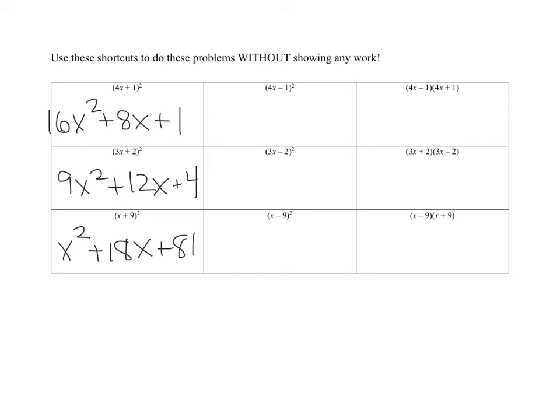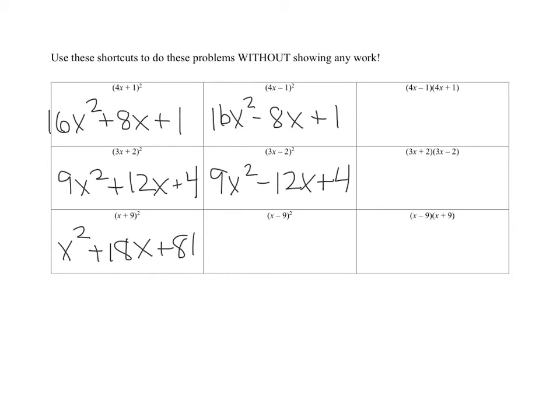Basically, you do the same exact thing for the next column, which is the square of a difference, right? So we're going to square 4x, and it's going to be 16x squared. We're going to multiply 4x times negative 1, which is negative 4x, which is going to leave us with negative 8x in the middle. And then negative 1 squared is going to give us positive 1. The next one, 3x squared, is going to give us 9x squared. Then we multiply 3x and negative 2 together, gives us negative 6x. Double it, it gives us negative 12x. Negative 2 squared is going to give us positive 4.